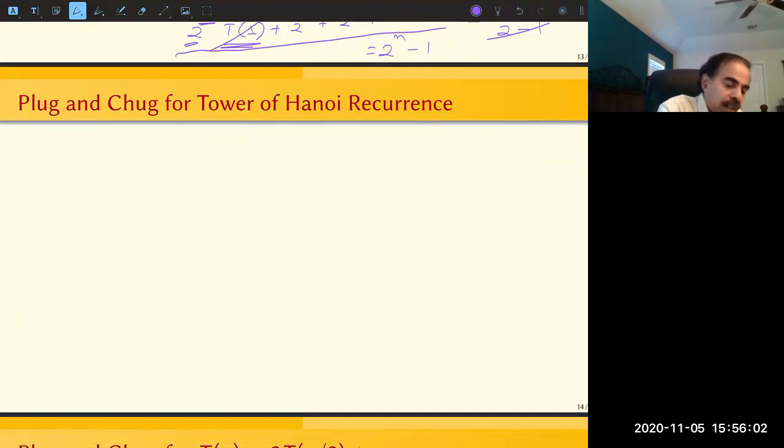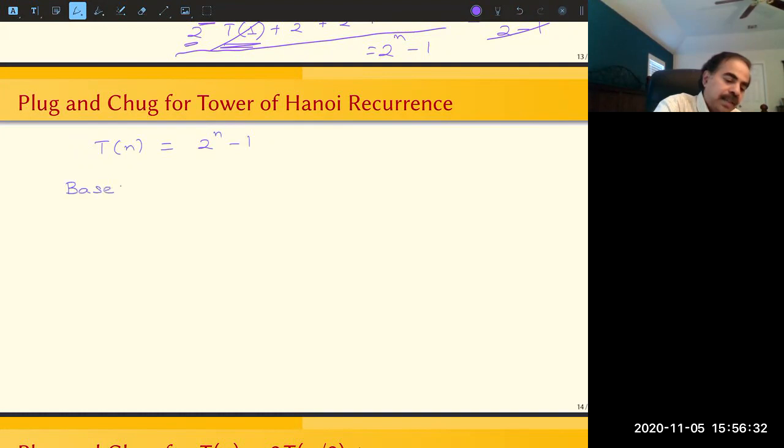So we are saying that the solution is 2 to the power n minus 1, right? Or let's write it in a different way: T of n equals 2 to the power n minus 1. Okay. So let's go through an induction proof.